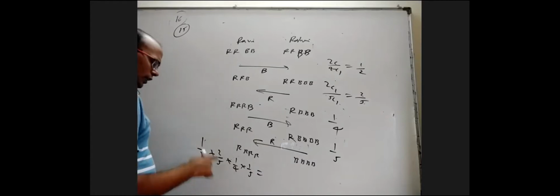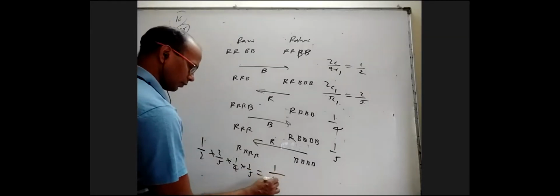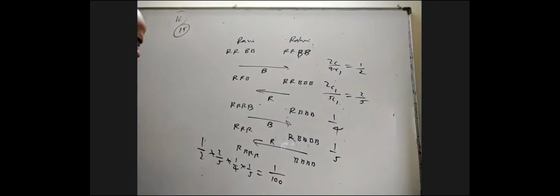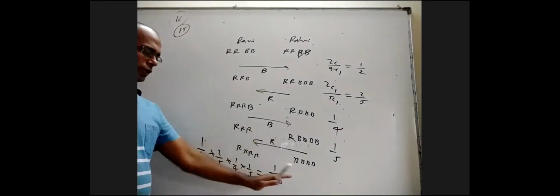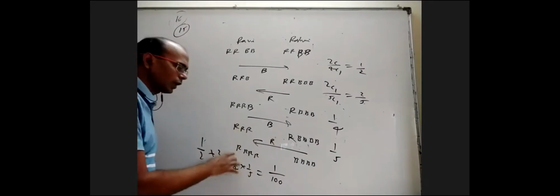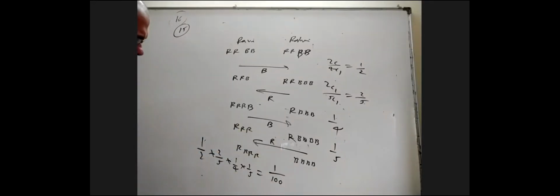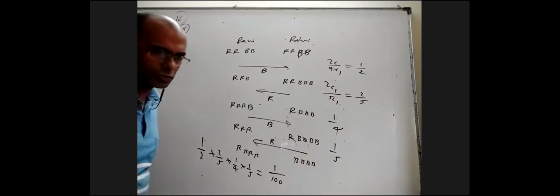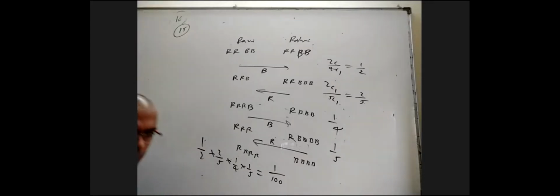That is, 2 will cancel, 1 by 100. Right? So finally to get all red here, all black here, 1 by 100. Similarly, if you want all black here, all red here, another 1 by 100. So probability is exactly 2 by 100, which is 1 by 50. Okay, so 2 times 1 by 100, which is 1 by 50.